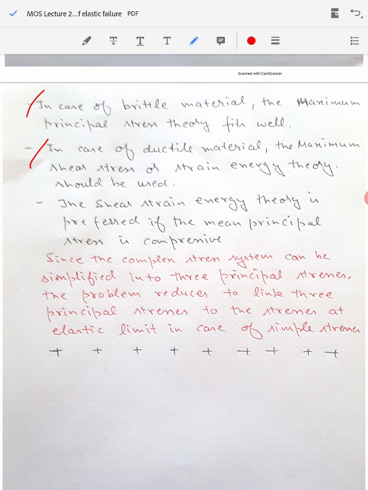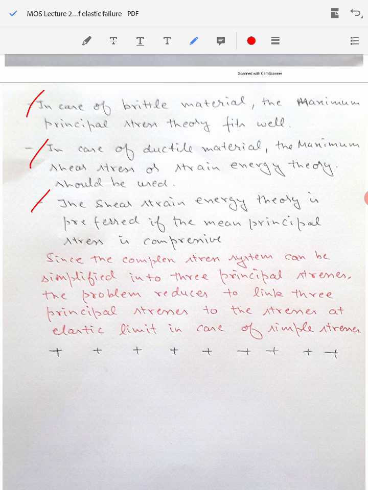But in case of ductile material, the maximum shear stress theory or strain energy theory should be used. So if you have a material like mild steel or aluminum, then the maximum shear stress theory works much better there instead of the maximum principal stress theory, or maybe the strain energy theory. Now, depending upon the type of loading, the shear strain energy theory is preferred if the mean principal stress is compressive in nature.